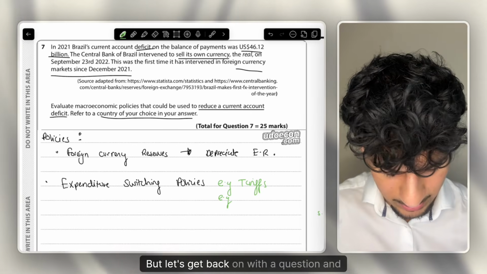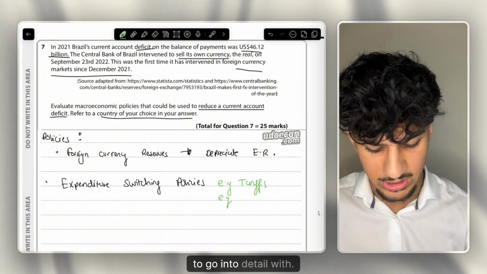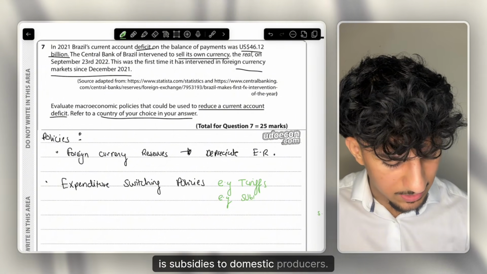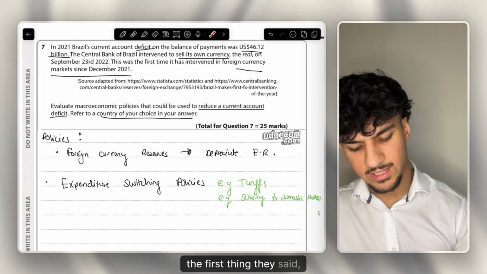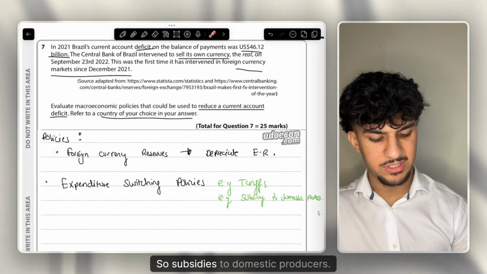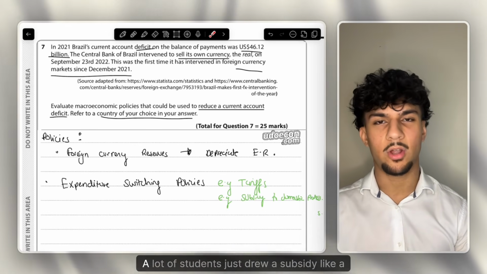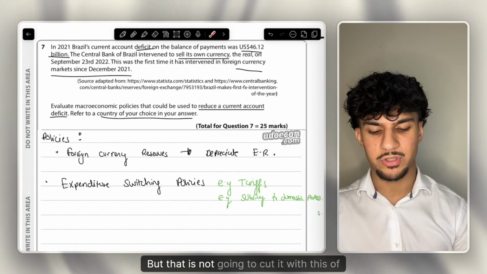But let's get back on with the question, and specifically the second one, which I'm going to go into detail with. The second expenditure switching policy is subsidies to domestic producers. So let's get started, straight from the examiners, straight from Edexcel. The first thing they said, this was a good point, but the main thing students were limited on was the diagram. A lot of students just drew a subsidy diagram, like a micro, year 12 diagram, but that is not going to cut it with this.